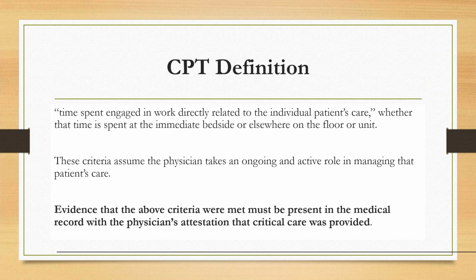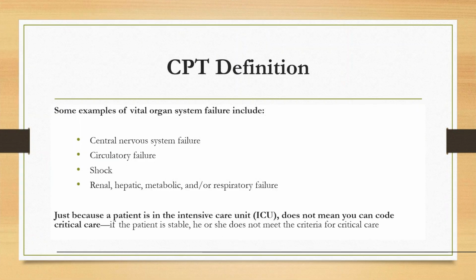So it's pretty cut and dry, and that's why you have CMS coming back in their manual saying, well, that's all nice and dandy, but we have another definition that we would like to use. And when we look at that definition, you're going to see that we need some additional audit tools to make sure that we're using this appropriately. Now, CPT gives us some examples of vital organ system failure: CNS failure, circulatory failure, shock, kidney failure, respiratory failure, metabolic failures.